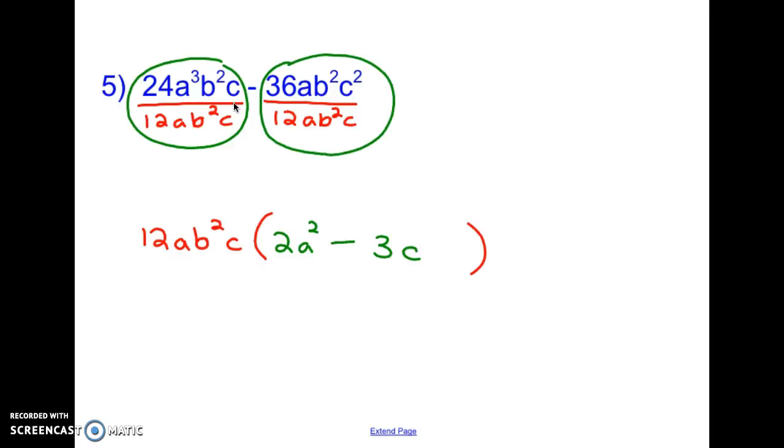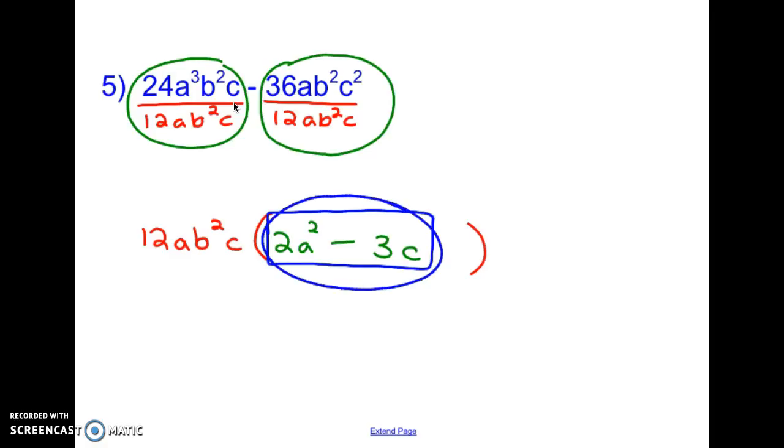What I want to check is this part right here. I want to see if I can factor again. Notice how it doesn't have anything in common. Do I know what times itself is 2a squared? The answer is no. Do I know what times itself is 3c? The answer is no. So even though you had two terms and a minus in the middle, this thing's completely factored because you cannot factor this part right here using conjugates. So my final answer, when it's factored, would just be this right here that I originally had.